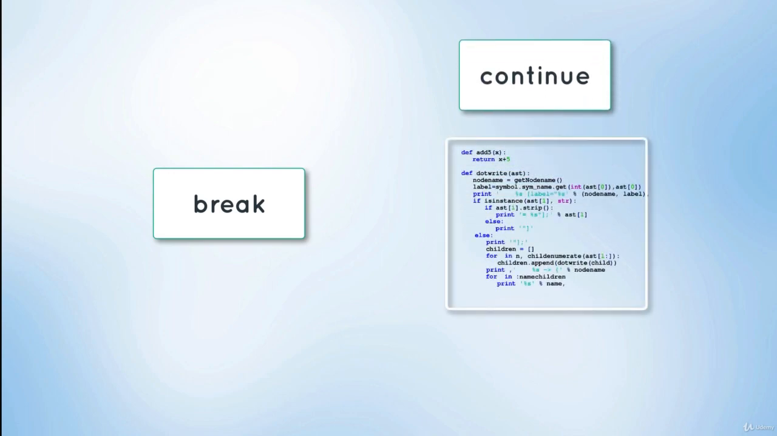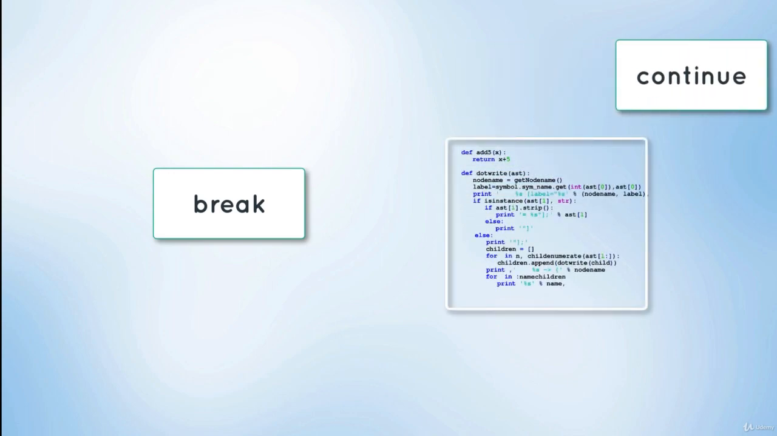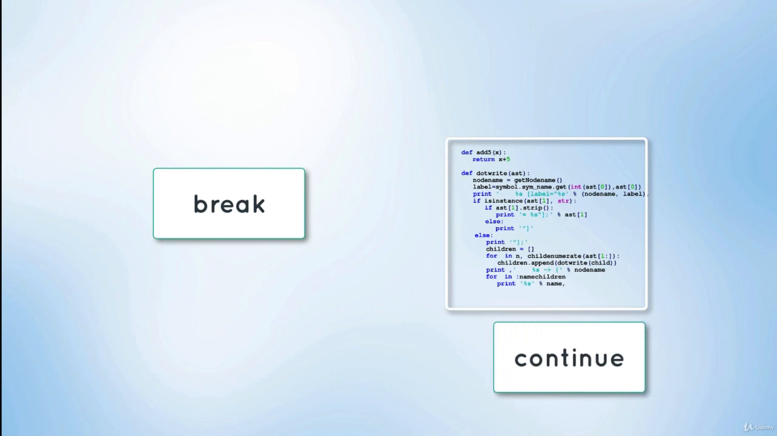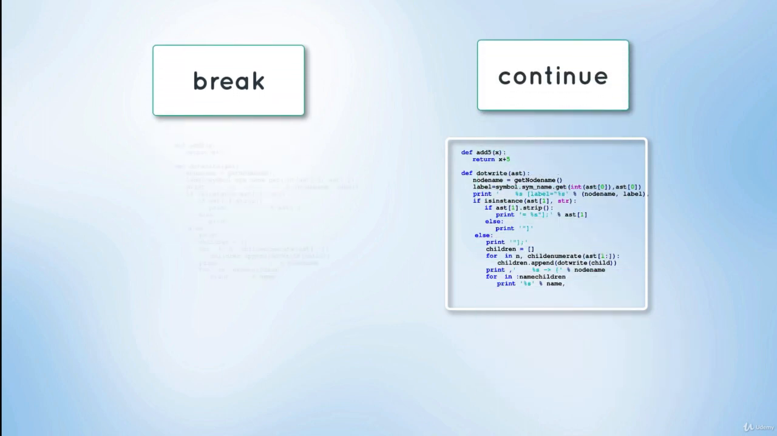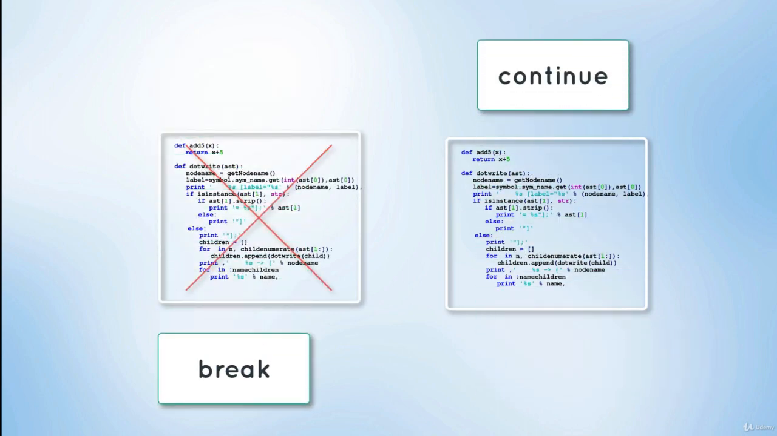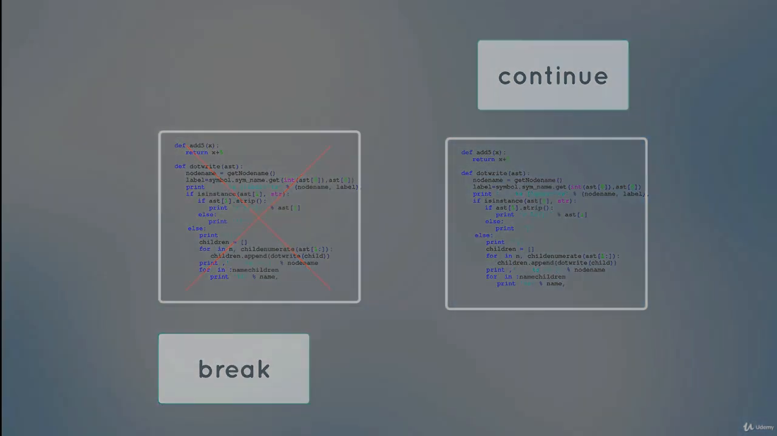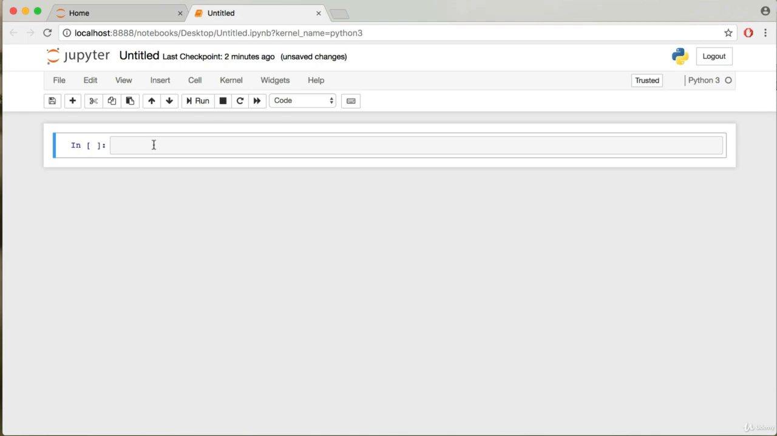The continue statement jumps over one iteration of the loop. It skips one iteration of a loop. Whereas the break keyword jumps out of the loop completely. It terminates it. If we detect that a certain condition has been met and we don't need to iterate through our code anymore, then we break out of the loop. Let's look at an example.